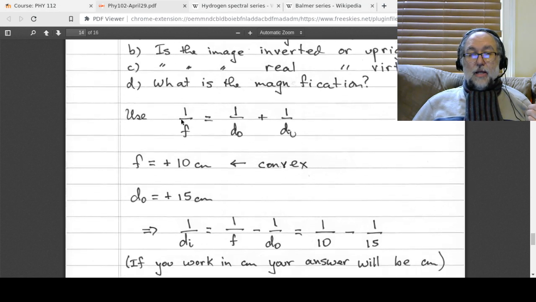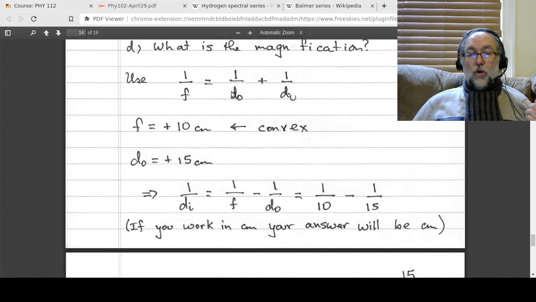Well, we're going to use this lens formula here. 1 over f is equal to 1 over do plus 1 over di. And the focal length for a convex lens is positive, so it's positive 10 centimeters. And the distance from the object to the lens, I told you, is 15 centimeters, and that's positive by convention. And so we're solving for di, where is the image? So just isolate the di. That's going to equal 1 over f minus 1 over do. And so that's 1 over 10 minus 1 over 15.